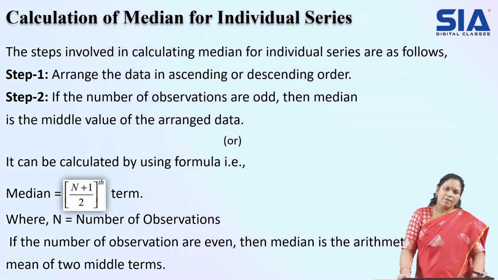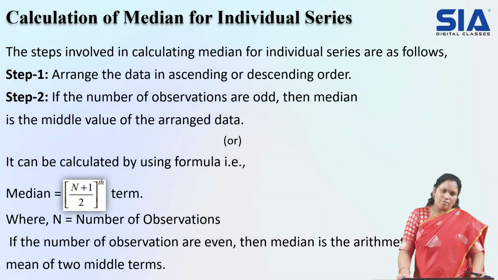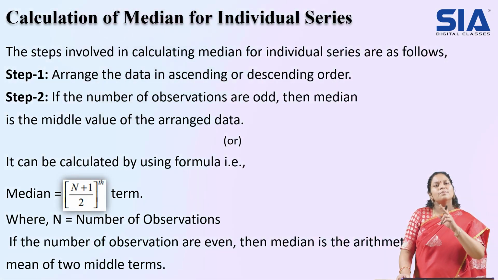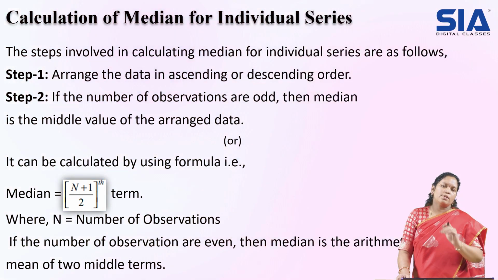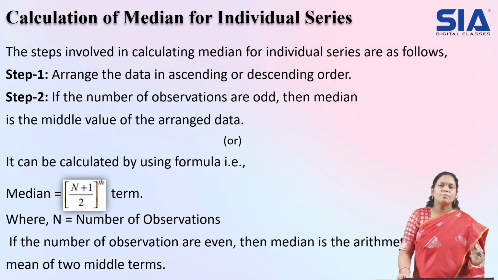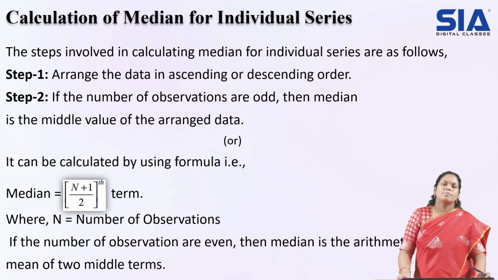But if it is even data, then you have to take the arithmetic mean at the middle. For even data you will not get a single mid value; you get two values. Those two values you again average, in the sense you take the mean, and that becomes the median. So these are the steps.